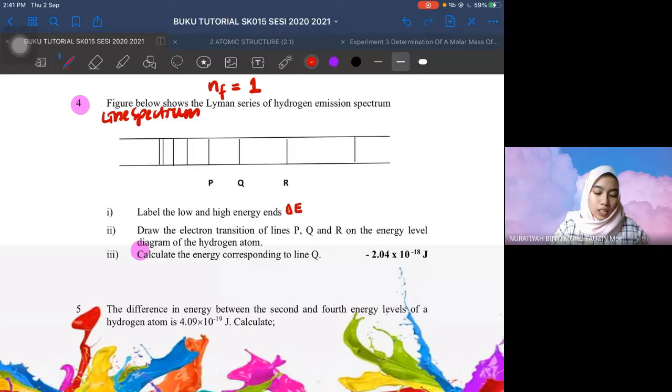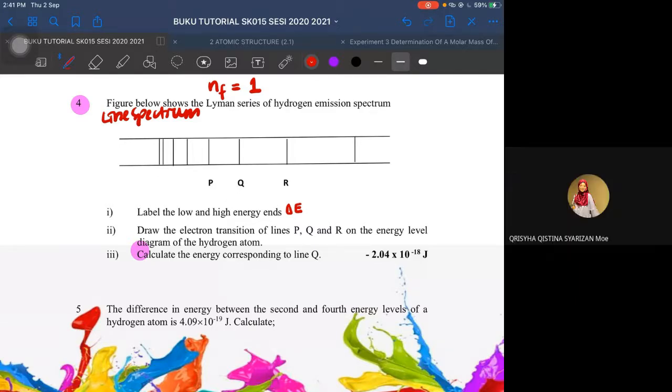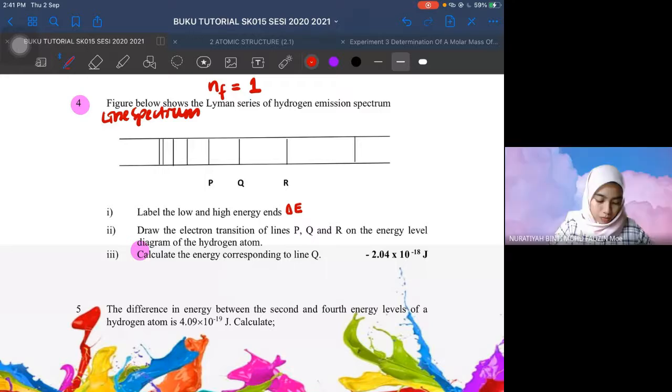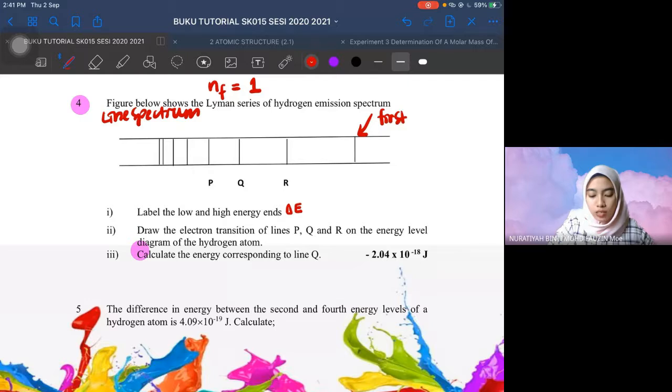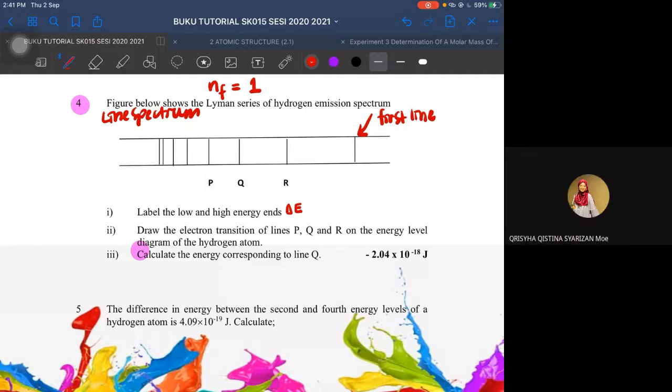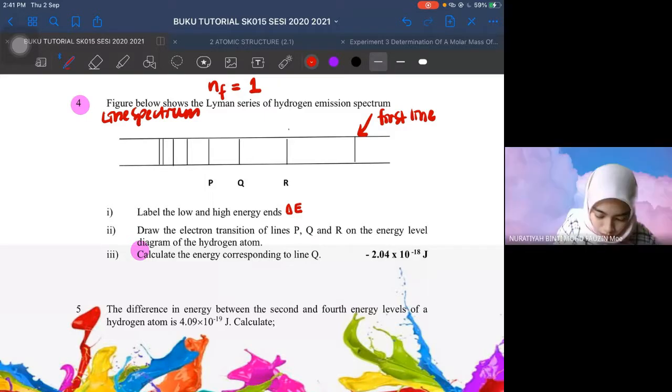Is it the rightmost or the leftmost? The right. The rightmost is the first line. Why is it the first line? The gap. Yes, the wavelength. It has the biggest gap, the highest wavelength.